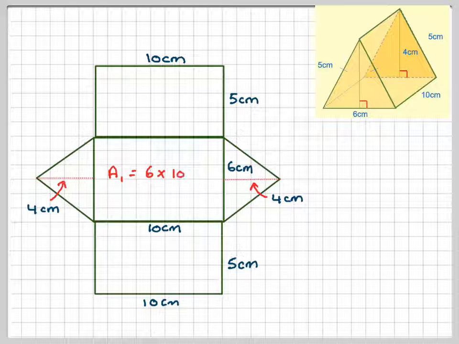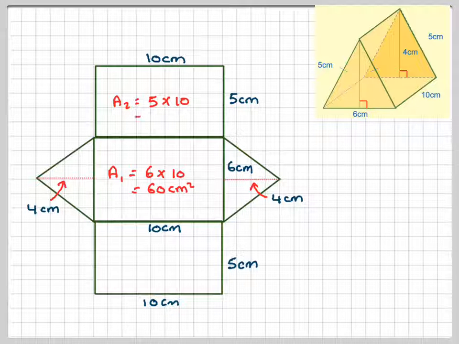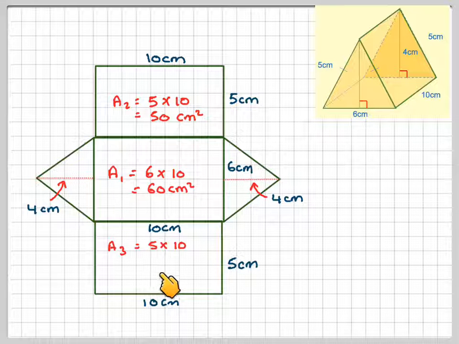So the area of this rectangle is 6 times 10, which is 60 centimeters squared. The area of this rectangle is 5 times 10, which is 50 centimeters squared. And the area of this rectangle is 5 times 10, which is 50 centimeters squared.